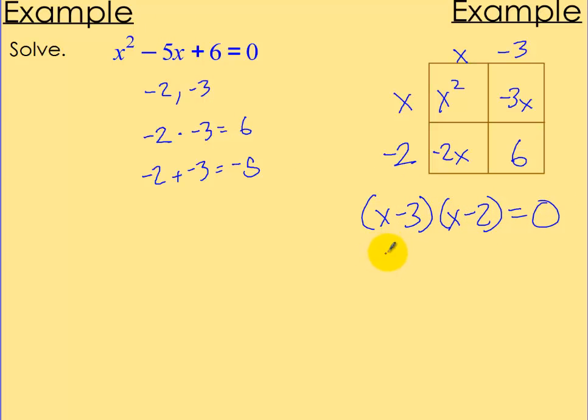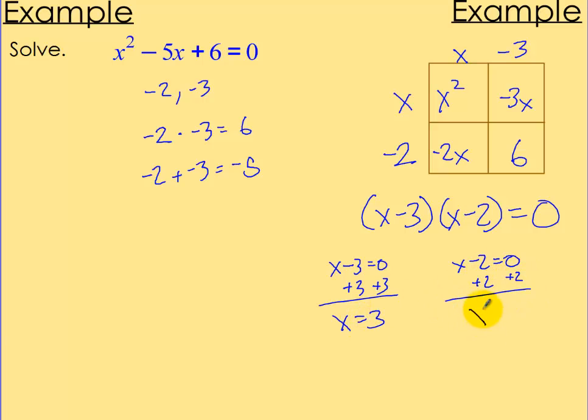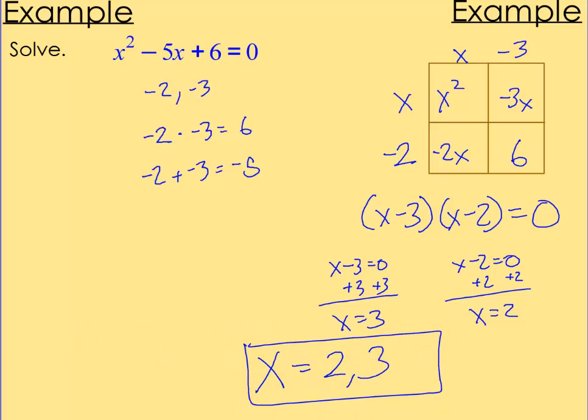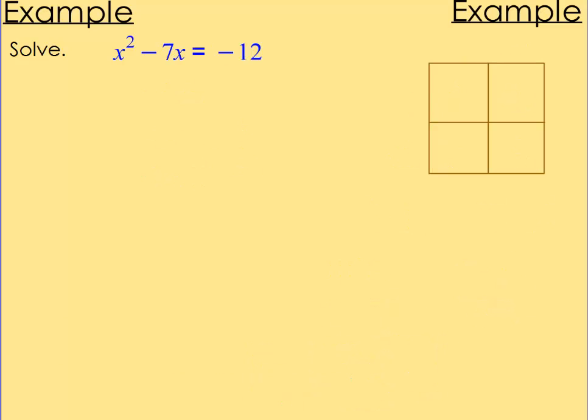So then I have to solve for each of these factors. So I'm going to set this one, x minus 3, equal to 0 and x minus 2 equal to 0. Solving each of these, I add 3 to each side, and I'm going to get x equals 3. And over here, add 2 to each side. I'm going to get x equals 2. So my two solutions are x equals 2 and 3. Two answers. All right, next one. Pause the video.